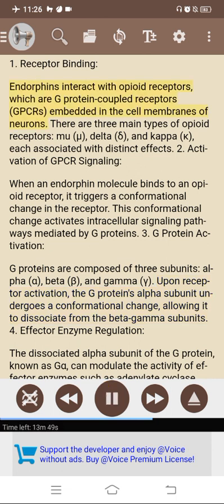Endorphins interact with opioid receptors, which are G protein coupled receptors (GPCRs) embedded in the cell membranes of neurons. There are three main types of opioid receptors: mu, delta, and kappa, each associated with distinct effects. 2. Activation of GPCR signaling. When an endorphin molecule binds to an opioid receptor, it triggers a conformational change in the receptor. This conformational change activates intracellular signaling pathways mediated by G proteins.